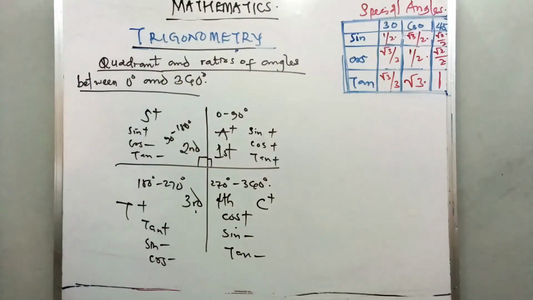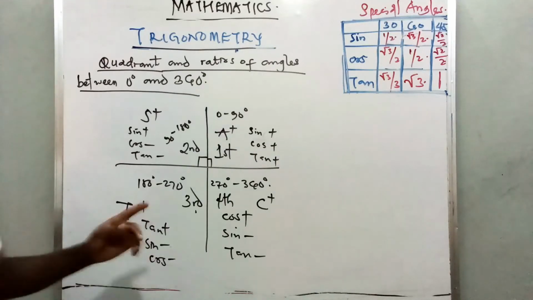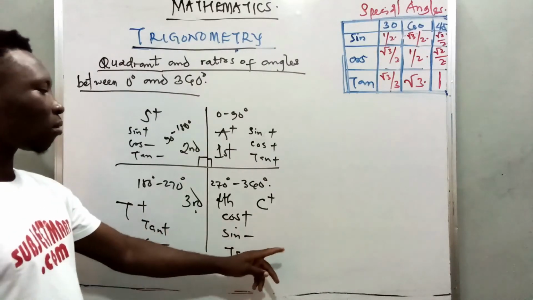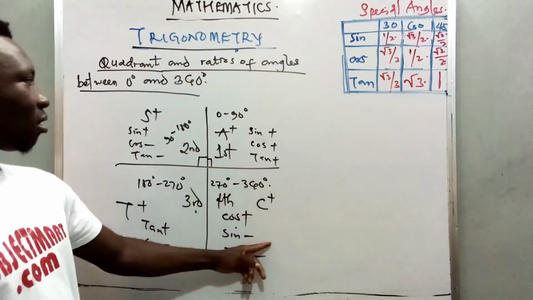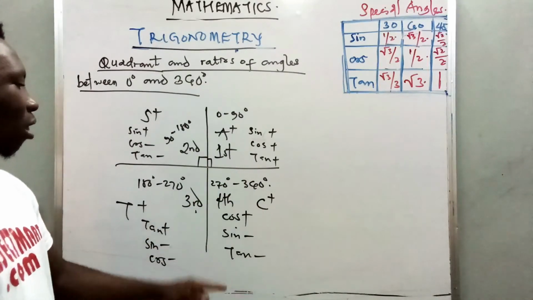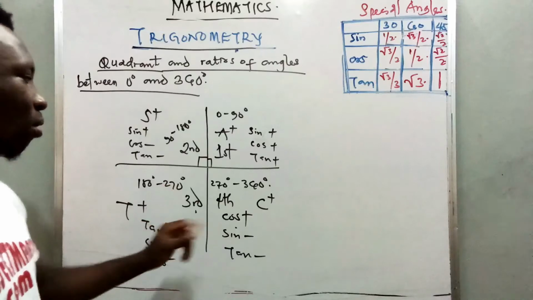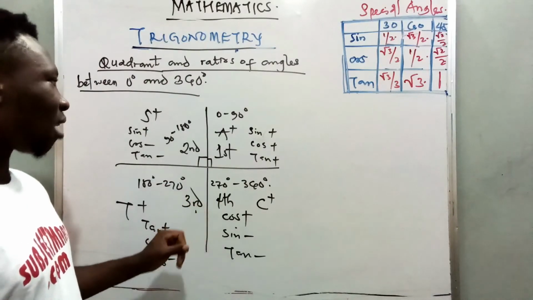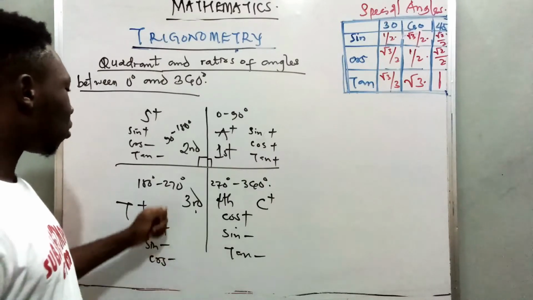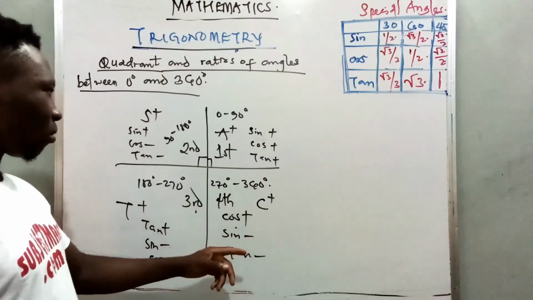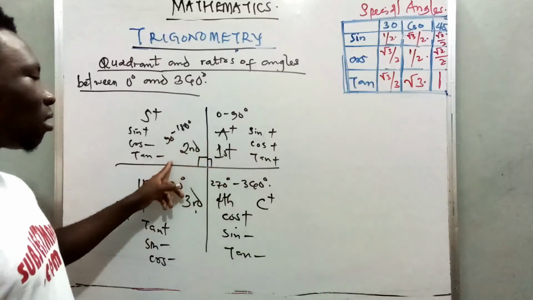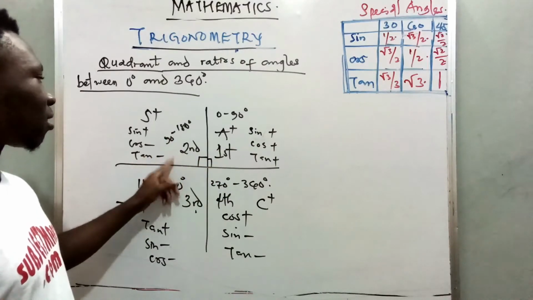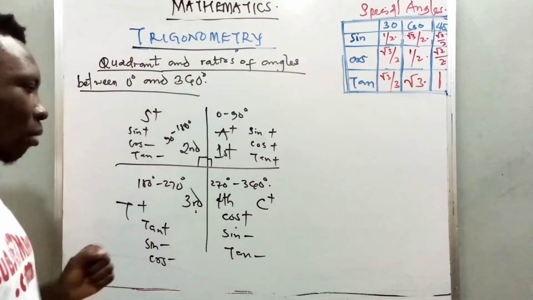So if we are given a negative ratio, the negative ratio will either fall between 270 to 360, or let's say we are given a negative value for a sine. That negative value for a sine will either fall in the third or fourth quadrant, because in the first and second quadrant, every value for sine is positive.